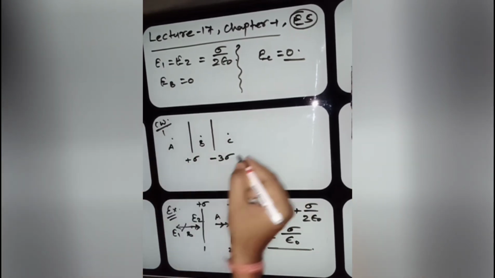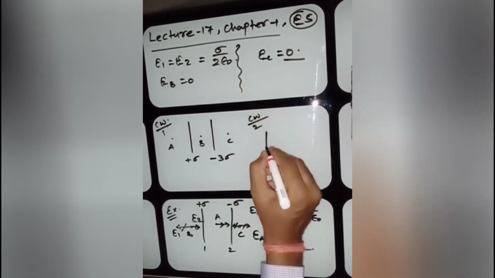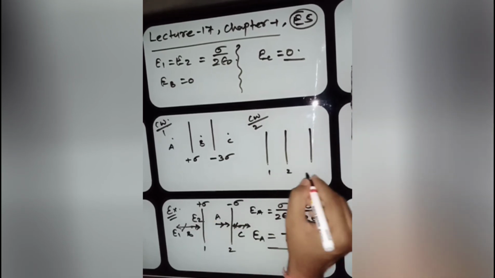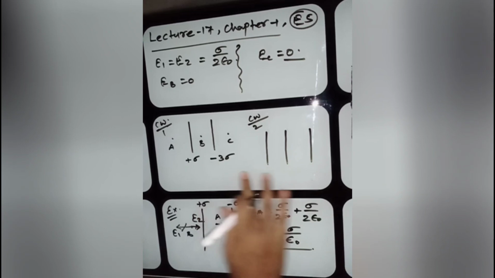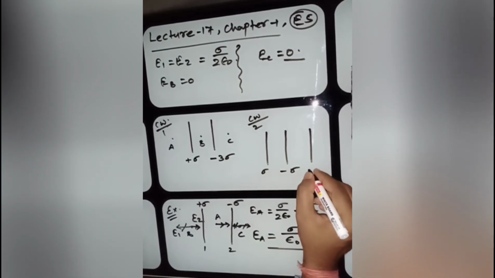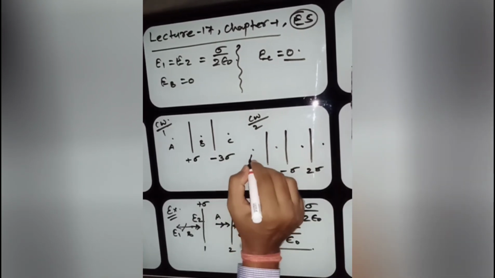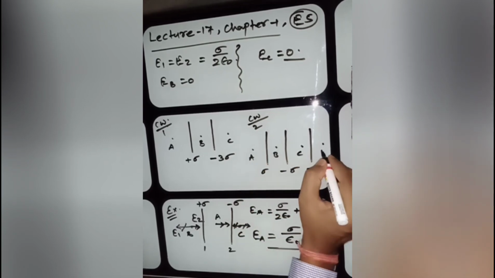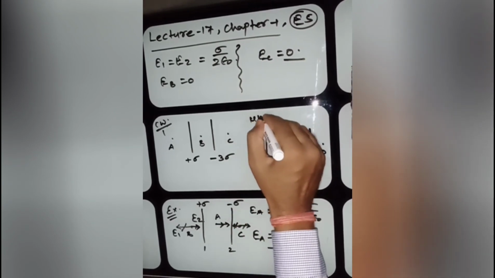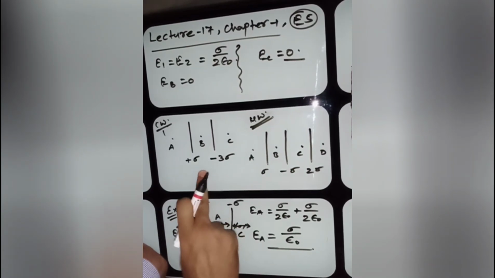This is the first classwork, and the second classwork you have to solve. Here I am assuming 3 plates: 1, 2, 3. Directly I'm writing the surface charge densities: sigma, minus sigma and plus 2 sigma. You have to find the electric field at A, B, C and D. This is the homework, this will be your assignment. So try to solve this question.